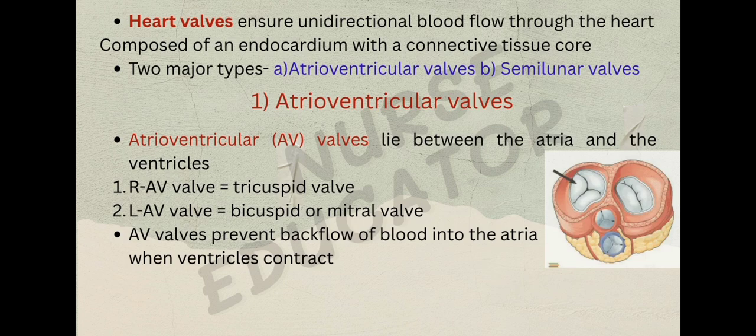The AV valve prevents the backflow of the blood into the atria when the ventricles contract. Whenever the ventricles contract, during the contraction, the blood should not enter the atria. So this AV valve prevents that backflow to the atrium. You can see the picture of the tricuspid and bicuspid valve.